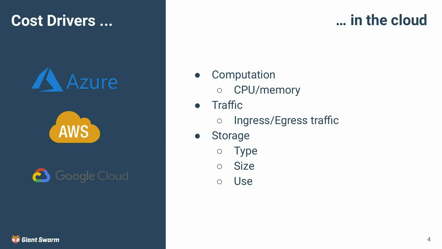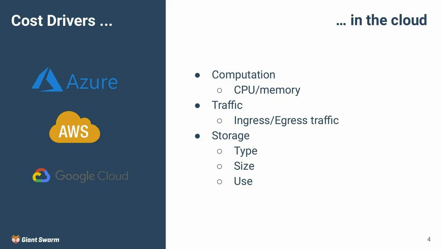So here, the computation. Let's start with CPU and memory. How to manage CPU and memory in Kubernetes? How to manage traffic, ingress and egress traffic, and storage. Different types of storage, the size of the storage, how it's related to the cost, and the different uses. So depending on the throughput or the input/output, you will have to pay a different amount of money, right?